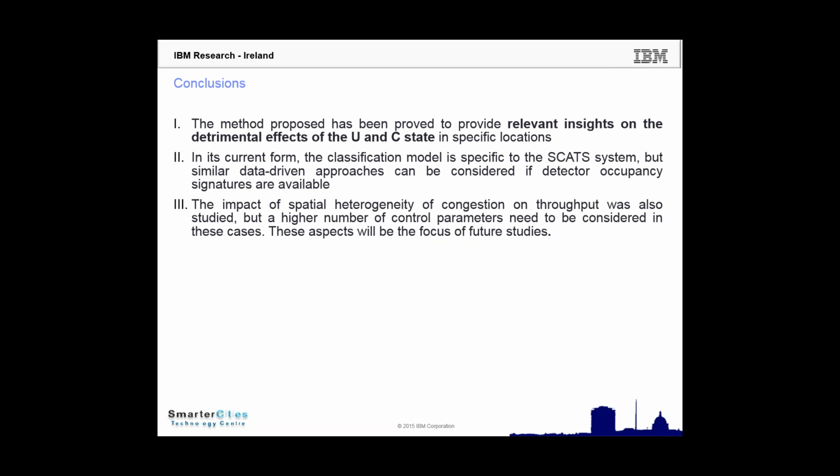Then another important thing is that we have started working on the impact of the spatial heterogeneity of congestion on throughput with the macroscopic analysis that we have done. But in this case, we are still going on, so this is one of the future works. We are considering a higher number of control parameters in order to have a more complete description of the impact of this congestion on a network level.